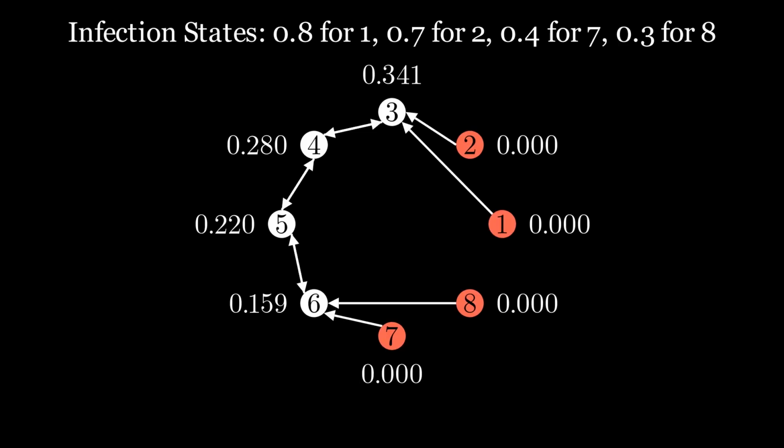Here's an example of a network with partially percolated nodes, where nodes 1 and 2 have percolation states 0.8 and 0.7, and nodes 7 and 8 have percolation states 0.4 and 0.3, with all other nodes not percolated. Despite the fact that nodes 3 and 6 are symmetrically positioned with respect to percolated nodes, the fact that 3 is close to heavily percolated nodes and 6 is close to lightly percolated nodes results in a higher importance value for 3.